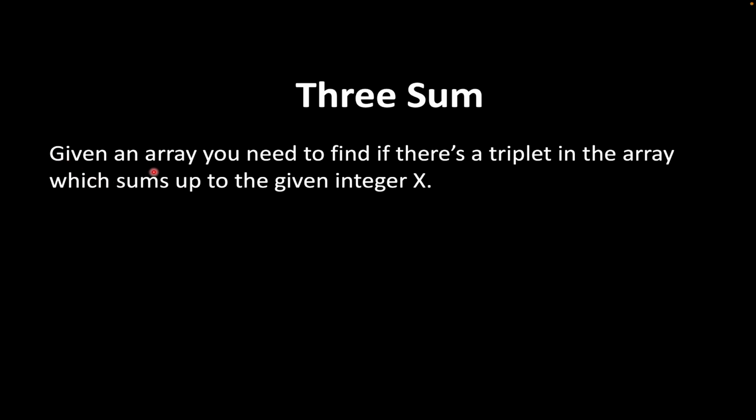So the problem statement is we have been given an array and we need to find if there exists a triplet in this array. Triplet means three elements which sums up to the given integer x. Okay, let's think how we can solve this problem.